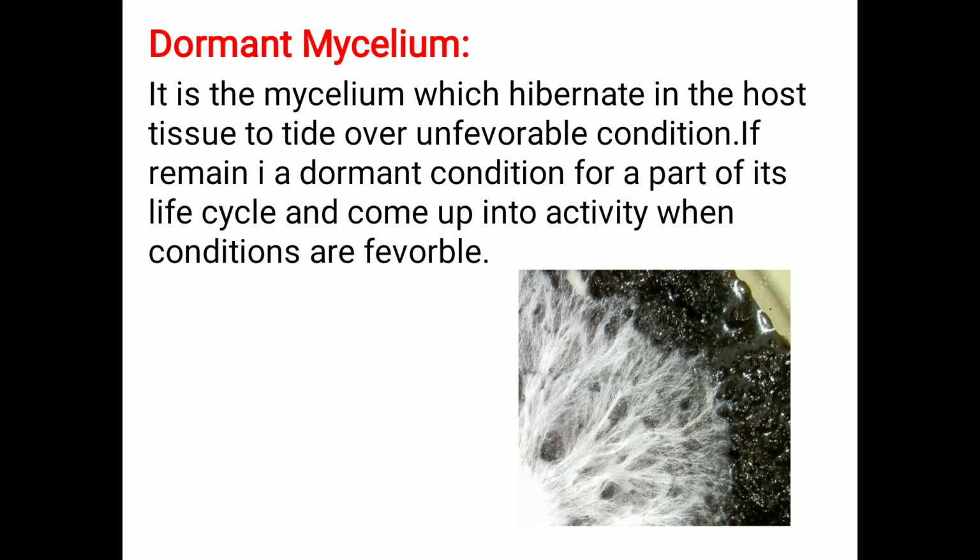Okay, so what is dormant mycelium? It is the mycelium which hibernates in the host tissue to tide over unfavorable conditions. As we know, for the development of fungus or mycelium, favorable conditions are required, like favorable temperature, atmospheric humidity, optimum rainfall, or optimum moisture. But if such favorable conditions are not available in the environment, then what happens? The fungi hibernate in the soil or in different straw. It may be wheat straw or paddy straw.